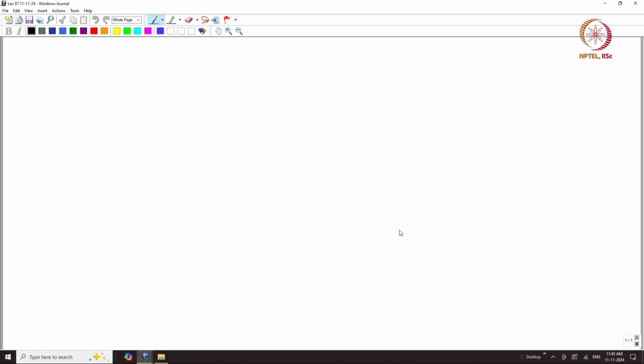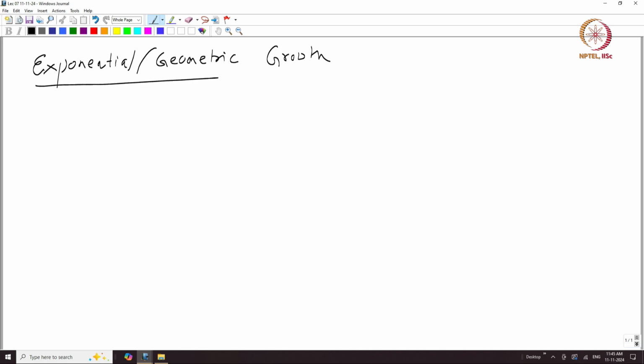A bit of recap, just so that students get used to thinking in a mathematical way. Okay. So we started off with learning exponential or geometric growth in populations, right. So the basic idea was really simple.